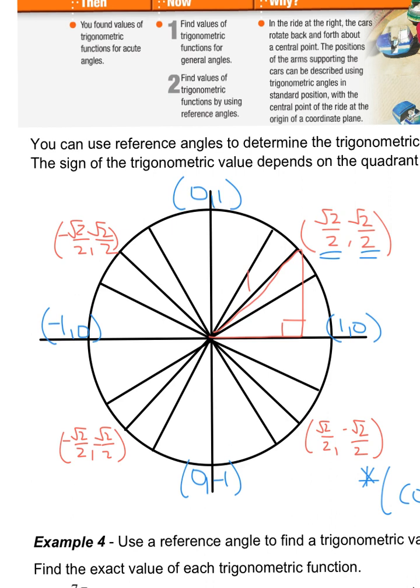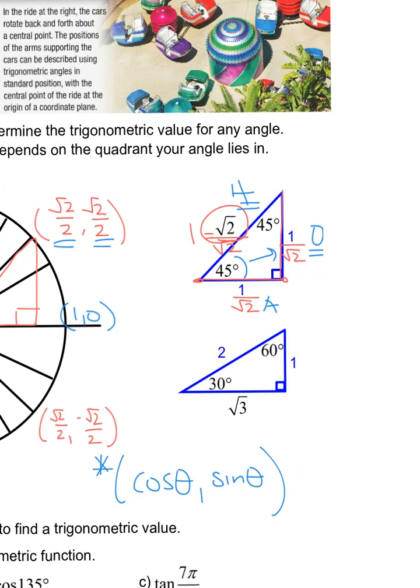Continuing on, we're going to go to our 30, 60, 90 case. Again, just like before, we don't want our hypotenuse to be 2. We actually want our hypotenuse to be 1. So what do I do? I'm going to divide everything by 2. All right. Now my radius is 1.